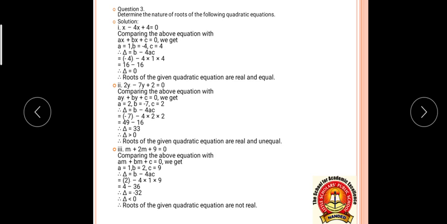So students, all these points you have to note down in your notebook and try to solve question number 4.